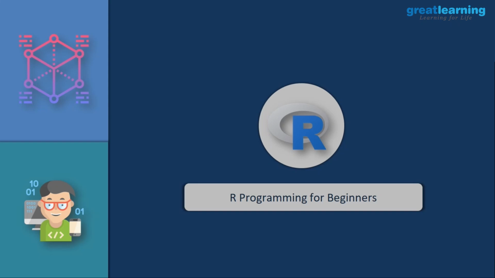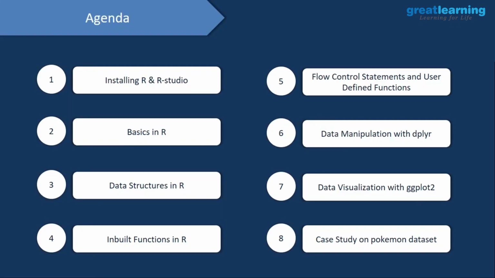Now let's have a quick glance at the agenda. We'll start off by installing R and RStudio in our systems, and then we'll look at some basics of R. After that, we'll look at the different data structures in R, which will be vector, list, matrix, and data frame. Then we'll work with inbuilt functions in R. After that, we'll work with flow control statements, and then we'll see how to do user-defined functions in R.